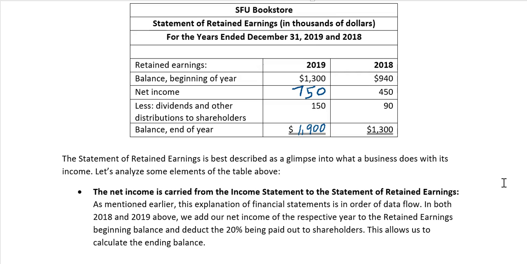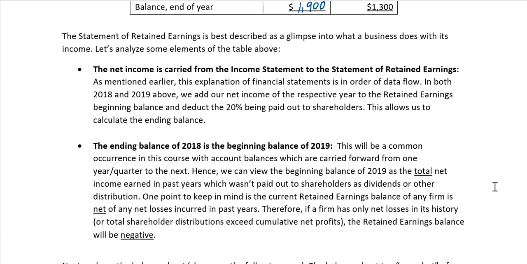In both 2018 and 2019 above, we add our net income of the respective year to the retained earning beginning balance, and then deduct the 20% dividend that's being paid out to shareholders. This allows us to calculate the ending balance. The ending balance of 2018, the beginning balance of 2019, this will be a common occurrence in this course, with account balances which are carried forward from one year or quarter to the next.